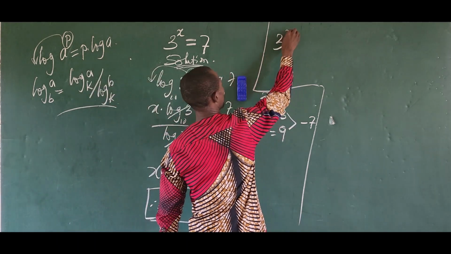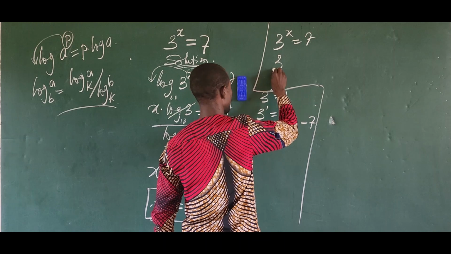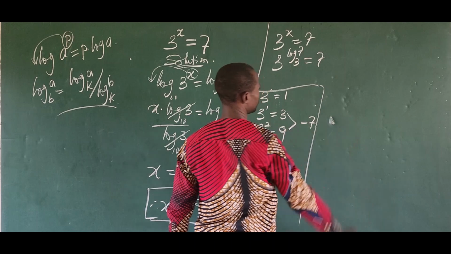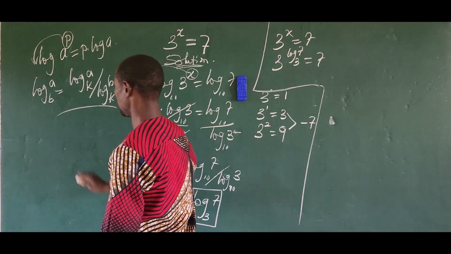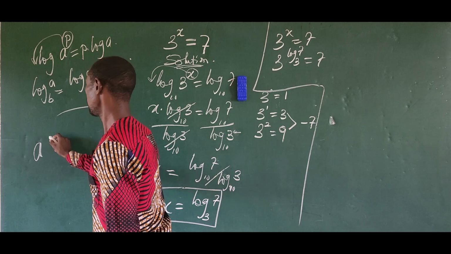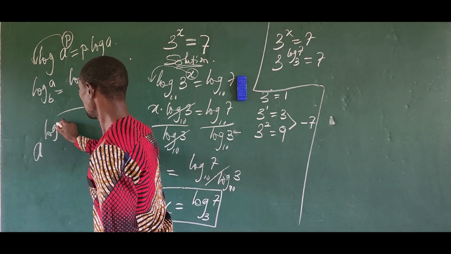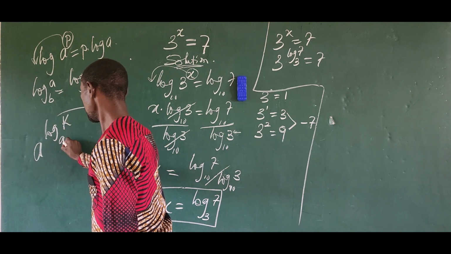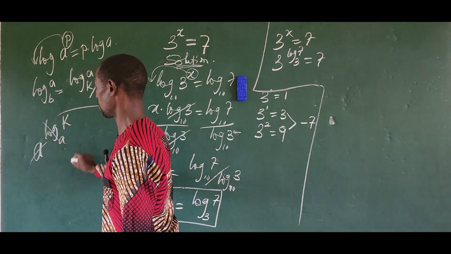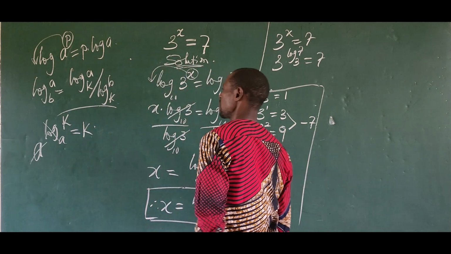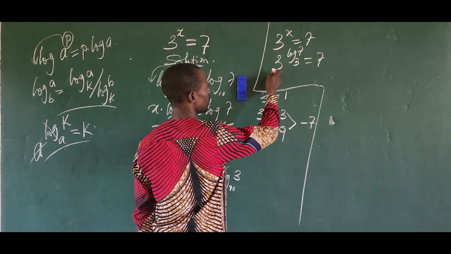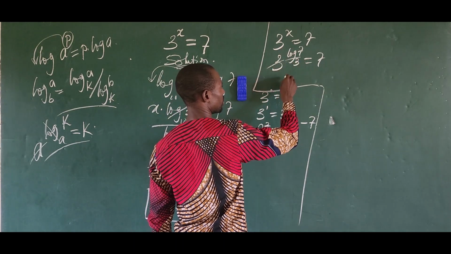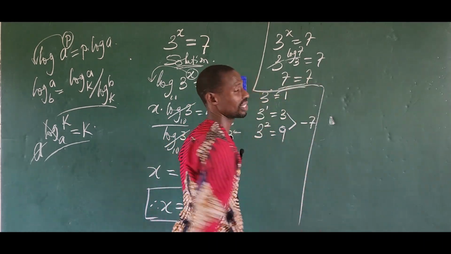So our question is 3 to the power of x equals 7. So we're going to have 3 to the power of log 7 base 3 equals 7. According to the law of logarithm, if you have a to the power of log k base a, this a will go with this log here, so we'll now be left with k. So with this, we're having 3 to the power of log 7 base 3, and this will leave us with 7 equals 7. So this is simple maths.